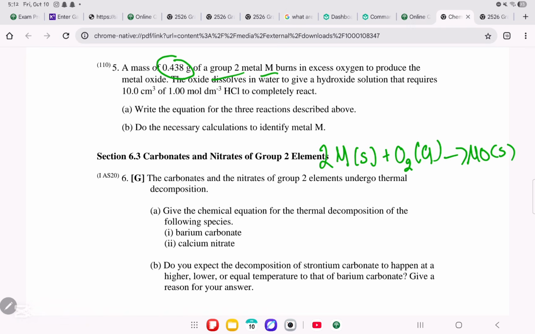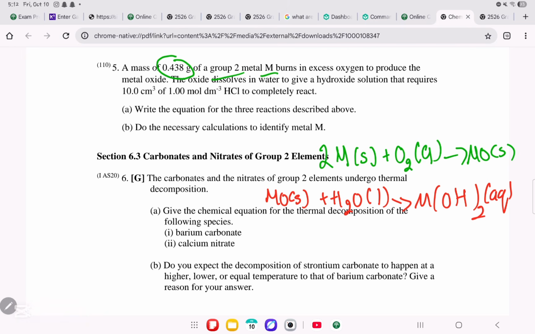Perfect. Now, what did they tell us? They told us that the metal oxide solid dissolves in water. So we add it in water, right? To give a hydroxide solution, to give us only what? To give us metal hydroxide, M(OH)2, which is aqueous.